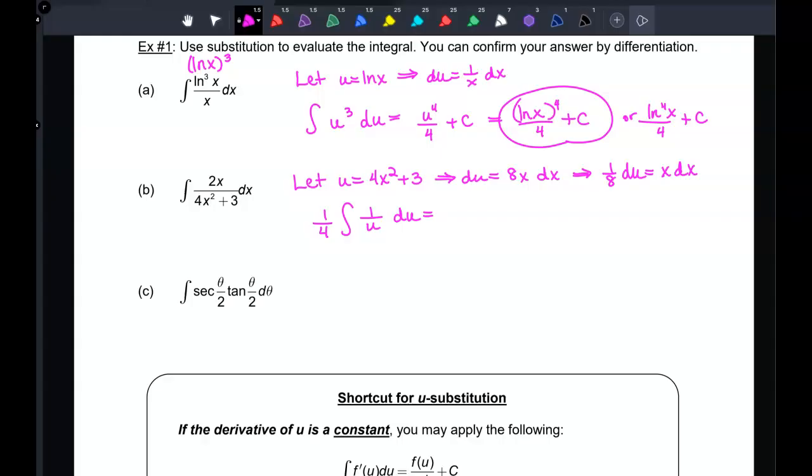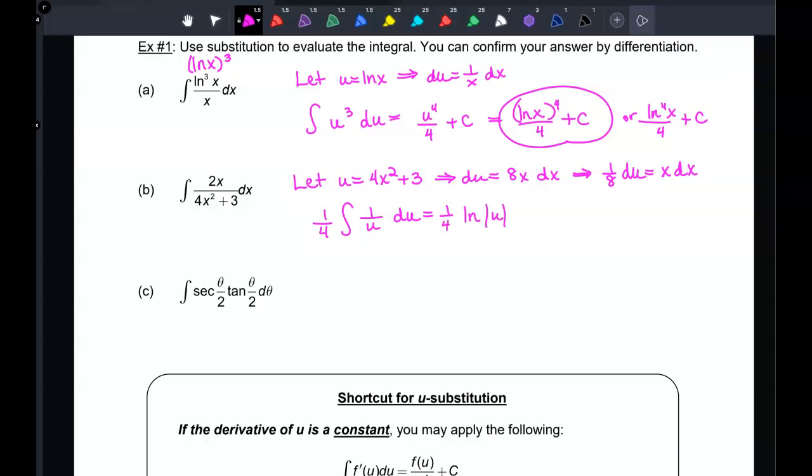That's the one power rule that doesn't work. What results in a derivative of 1 over x? But why is it 1 over u? Well, this all went away to become 1/4 in du, so it just ends up being 1 over u. Okay, what's the antiderivative for 1 over u? Natural log.